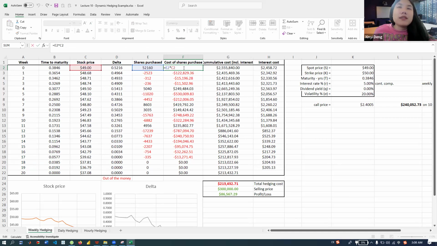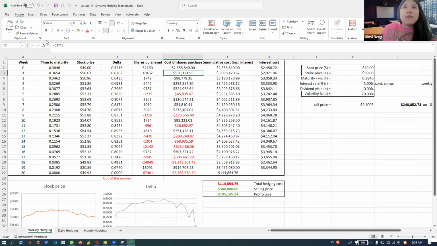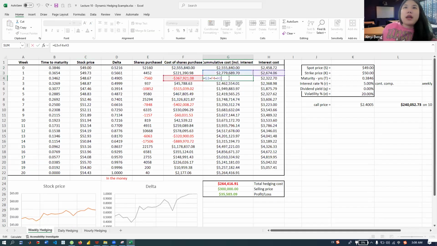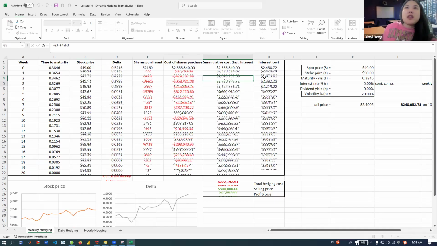Also for this column, we're just calculating the cost of buying shares. So we're just using shares times the stock price. Then the cumulative cost, for example if you look at this cell, is just the cost of shares at each period plus the previous cumulative cost and then plus interest cost.